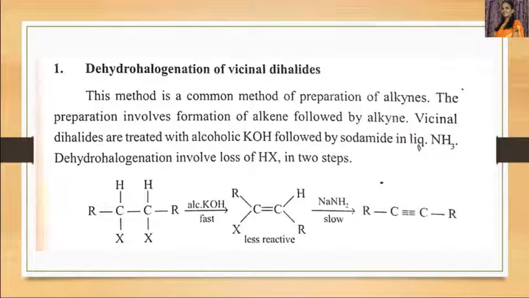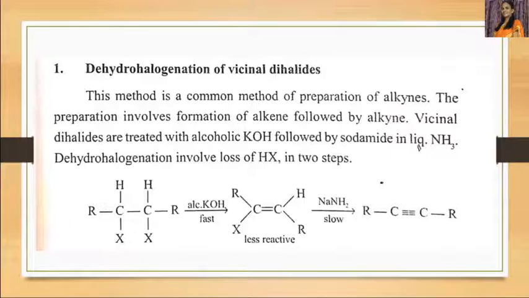Then what is a vicinal dihalide? Vicinal dihalides are the dihalides in which two halogen atoms are present on adjacent carbon atoms. When the two halogen atoms are present on the same carbon atom, it is known as geminal dihalides. Here we are considering vicinal dihalides. This is a very common method of preparation of alkynes.